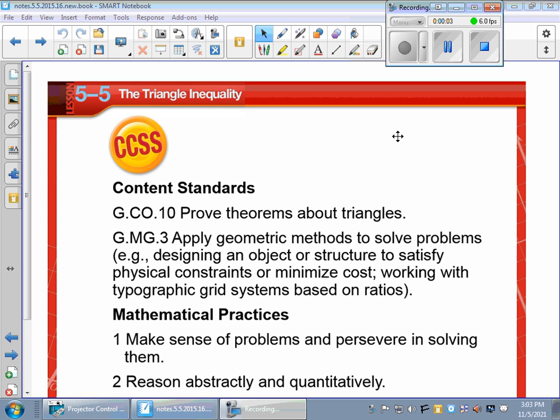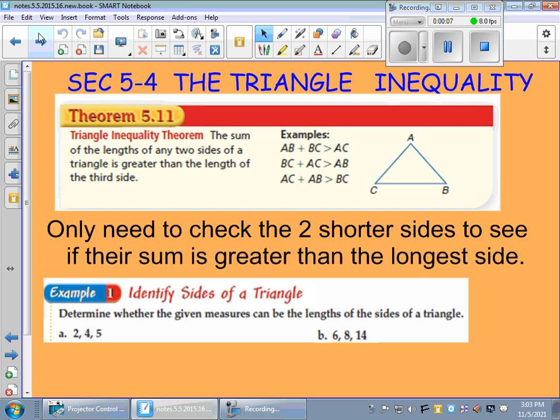So we're working on section 5.5, triangle inequalities. First thing we want to take a look at is the theorem that says the sum of the lengths of any two sides of a triangle is greater than the length of the third side. So you can see what that looks like. If we're looking at side AC, these two here have to add up to be bigger than that side. Otherwise, it does not form a triangle.